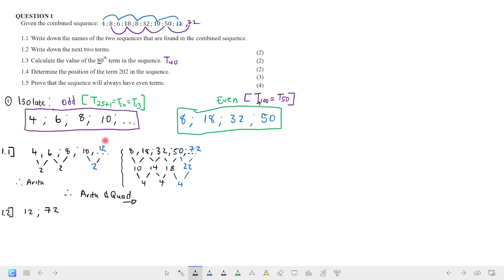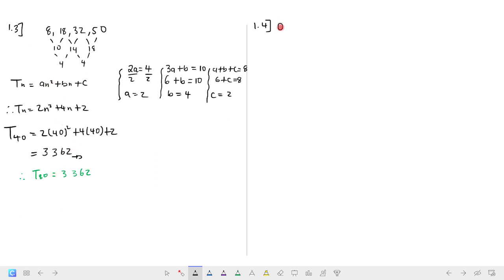So what we're going to do is go into 1.4, find both sequences, and in both sequences calculate the value for n. If we get a value that is a natural number, then it means that sequence is the one that has the value 202, or that's where you can find the value 202. So here we already have our Tn for the quadratic. Quad Tn is 2n squared plus 4n plus 2.